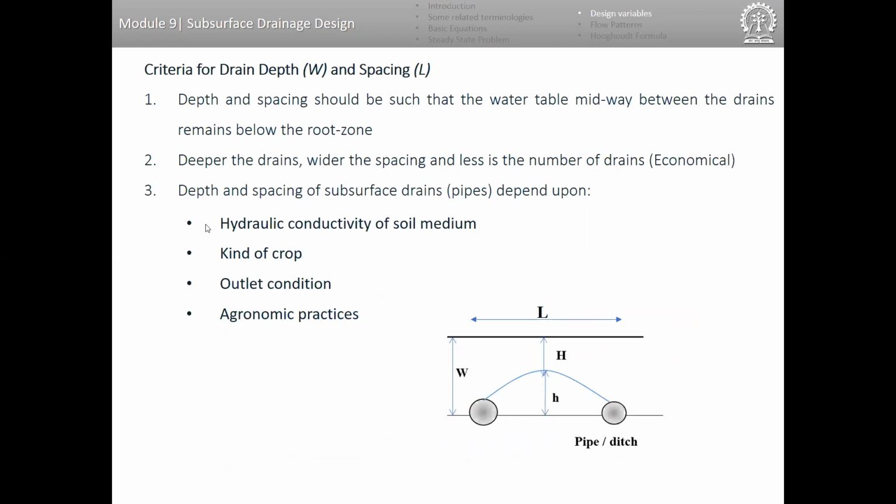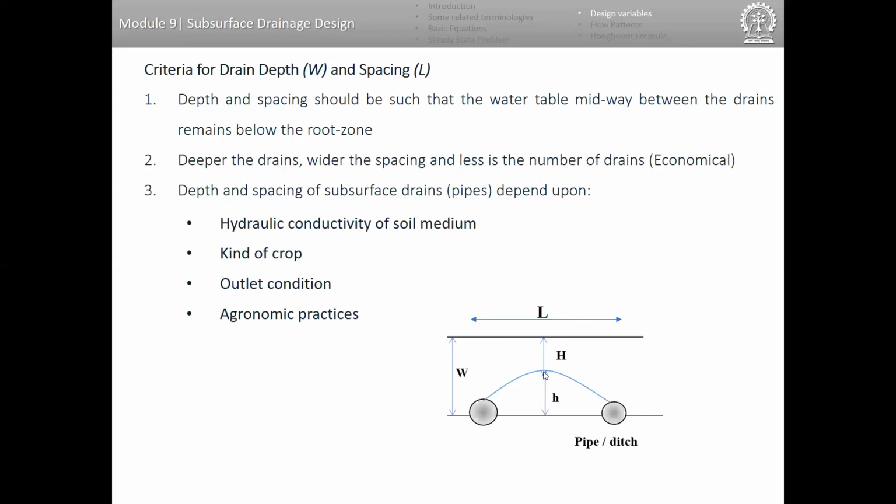In the last couple of classes, we have seen that one of the important things while designing the subsurface drainage system is that we have to optimize two variables. These variables are the field drainage base depth, the depth of drainage base. So these are the two pipe laterals that are installed at depth W, and they are spaced at length L. So the spacing between these two drains is L. Then this denotes the water table.